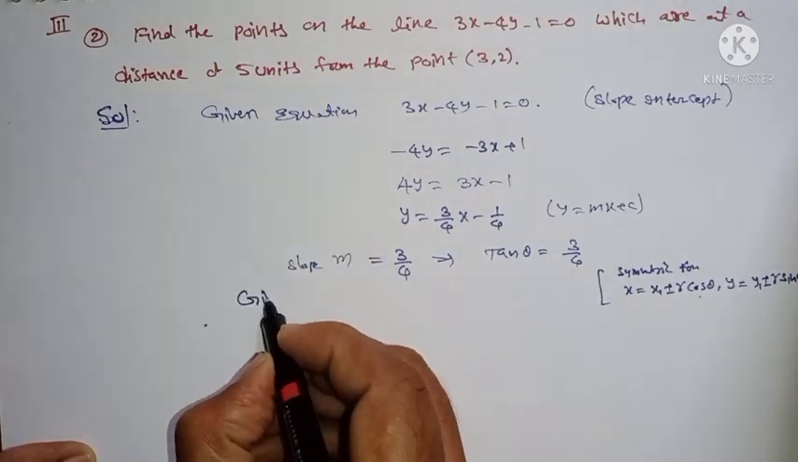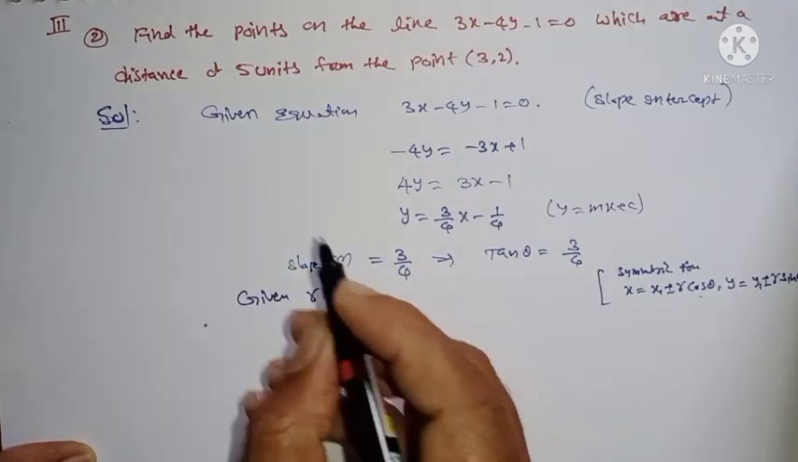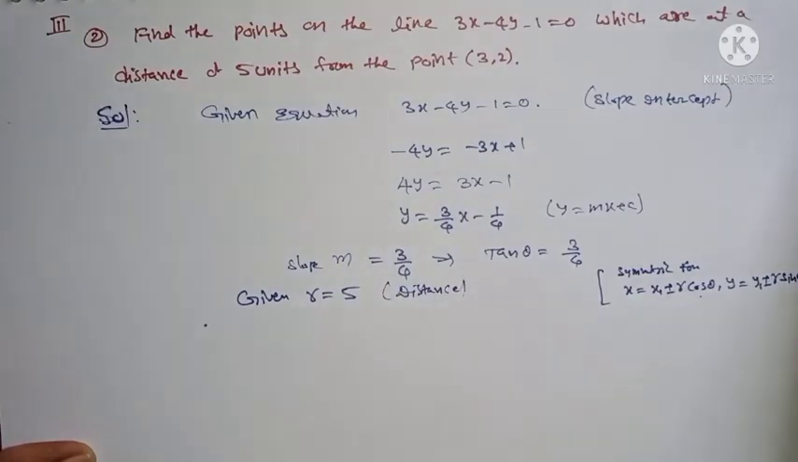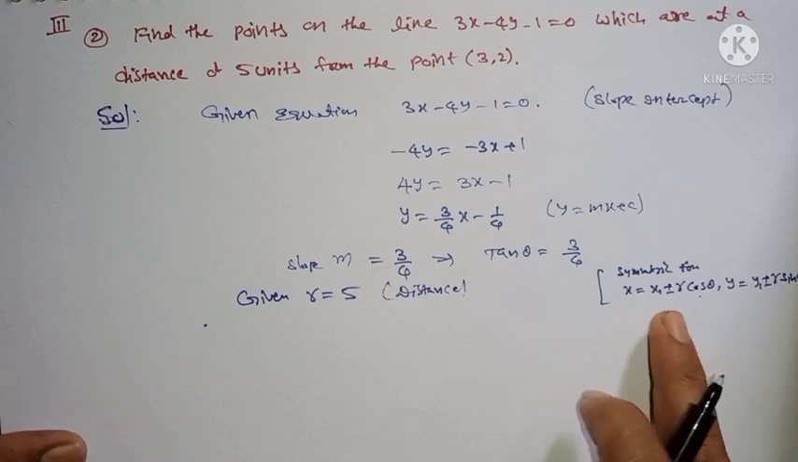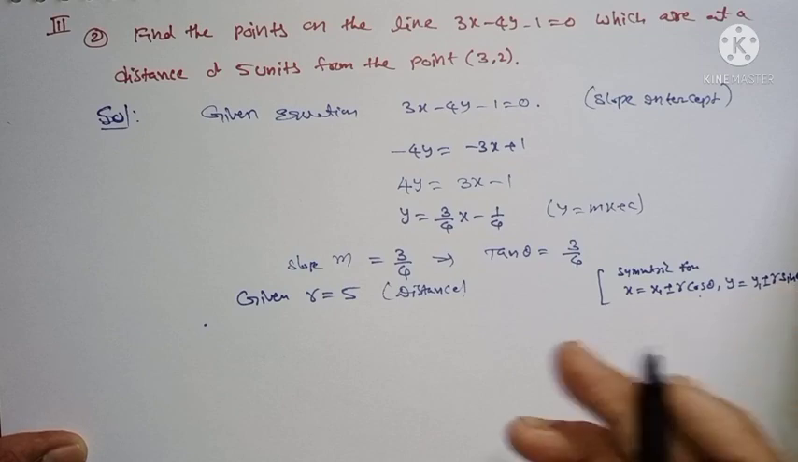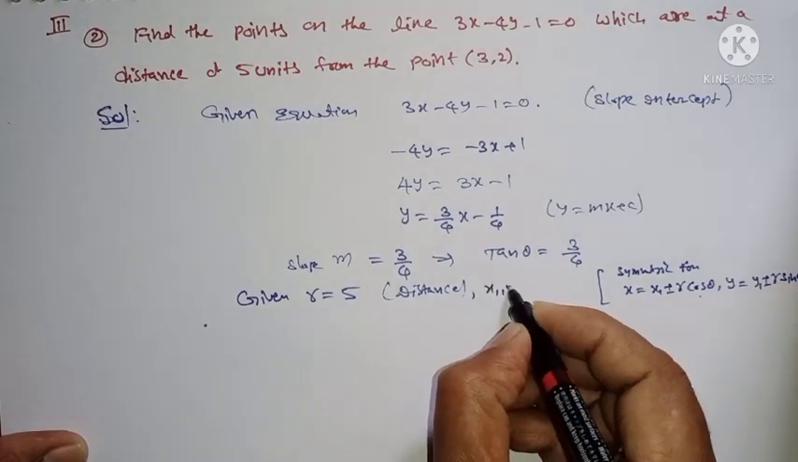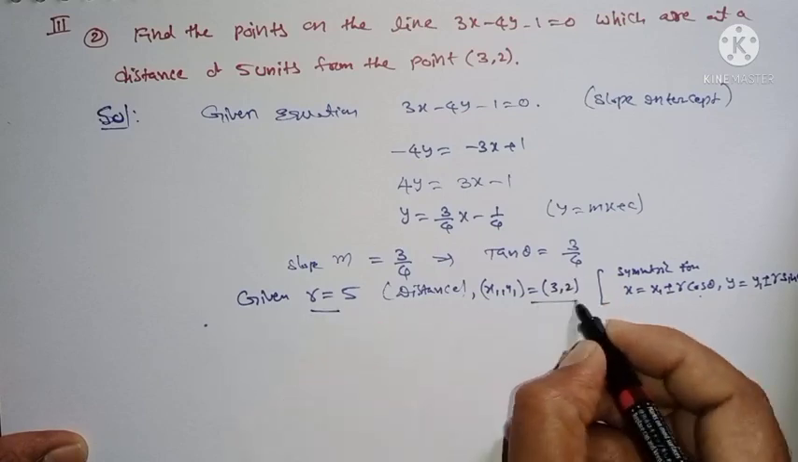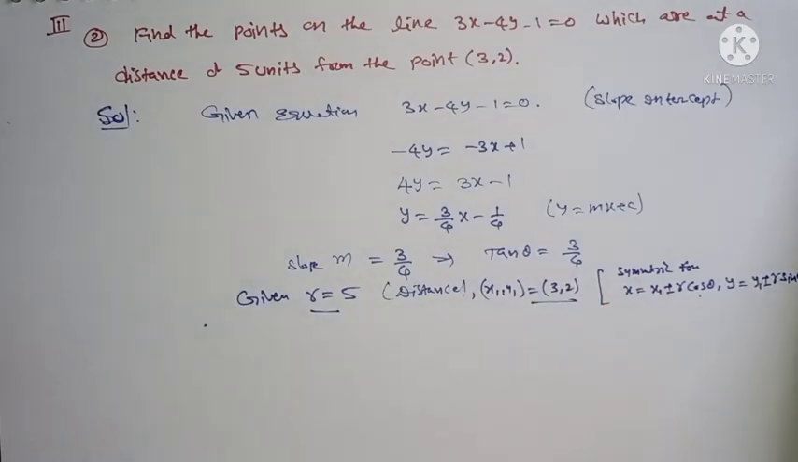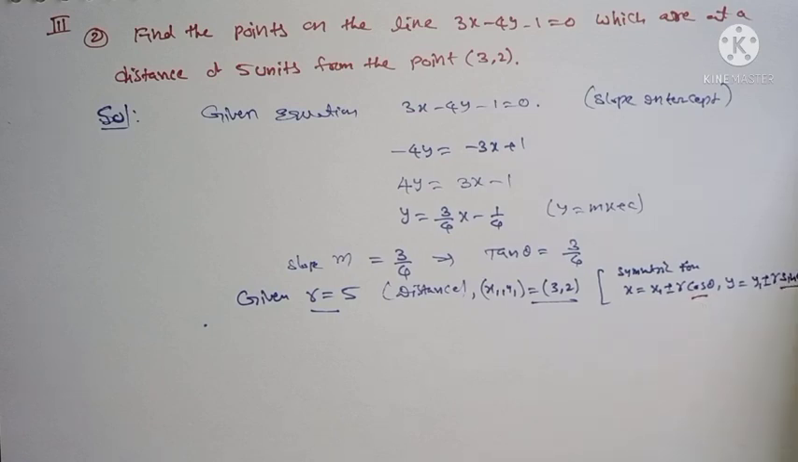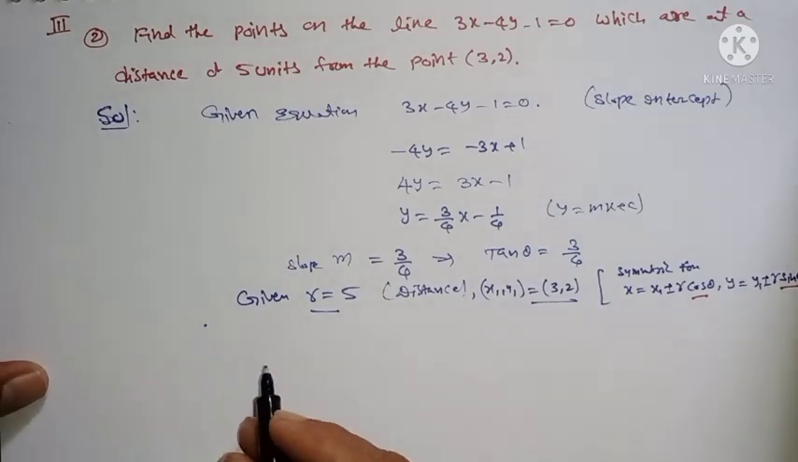Given r is equal to 5, since distance is given. Then x is equal to x1 plus r cos theta, y is equal to y1 plus r sin theta. And x1 comma y1 is equal to 3 comma 2, we have. But what do you want again? Here cos theta and sin theta we want. Therefore, you have the tan theta value, then you can find the cos theta and sin theta. How can you find that?